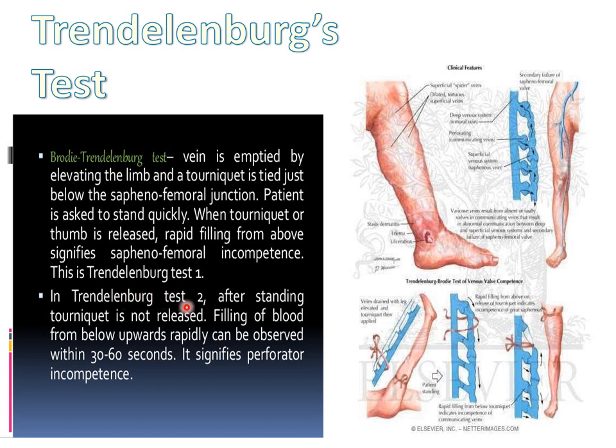In Trendelenburg's test 2, after standing, the tourniquet is not released. The filling of blood from below upwards, rapidly within 30 to 60 seconds, signifies perforator incompetence. So this is Trendelenburg's test, or you can say the tourniquet test.